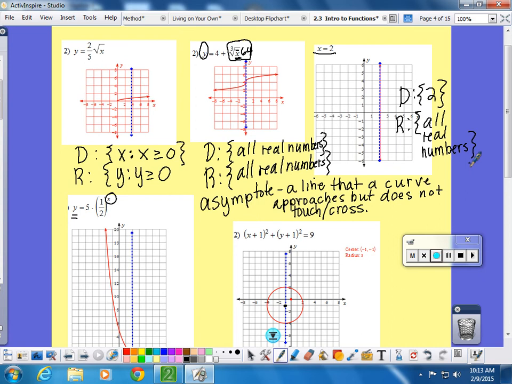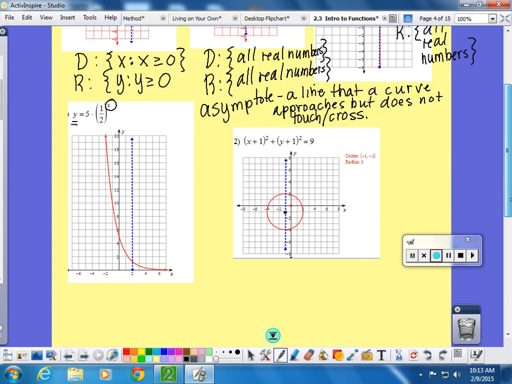Are you starting to see how to find domain and range with a graph? It takes a lot of practice. We're gonna have to keep practicing. Yeah, we're gonna keep going here.